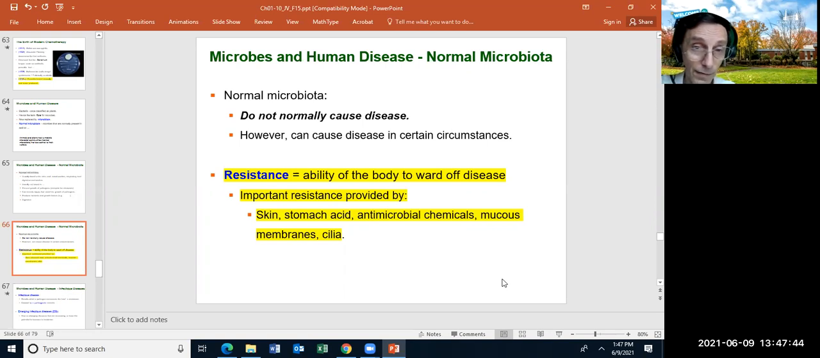Another example of the normal microbiota causing disease is a yeast infection. We have yeast as part of our normal microbiota. But when we lose bacteria that compete with the yeast, like when you take a dose of antibiotics, it kills off the bacteria, but not the yeast. And then the yeast can bloom, and it might cause a yeast infection. Any question about any of that?